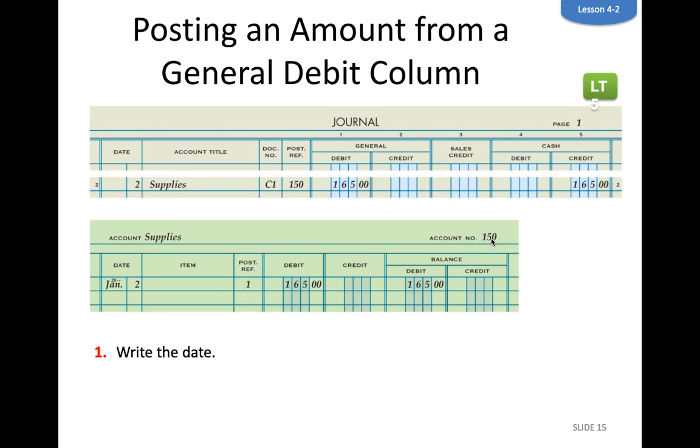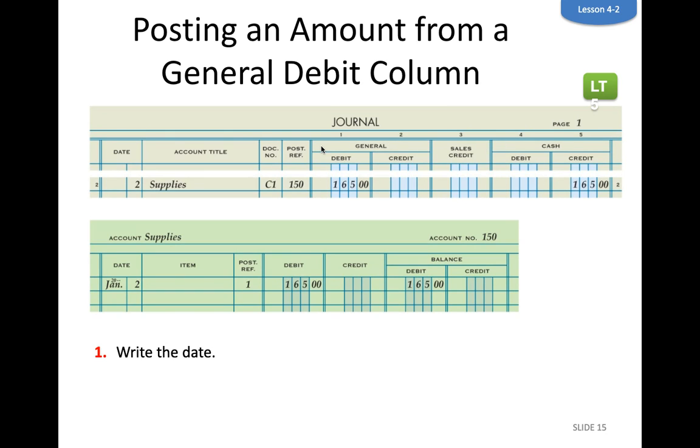So let's go through it. There's a 5-step process to actually do a posting. We're going to be posting from the general debit column, and then we're going to do postings from the general credit column as well. These here, sales and cash, we'll look at in lesson 4.3, because it's a different process. Actually, it's a simplified process because these have their own accounts.